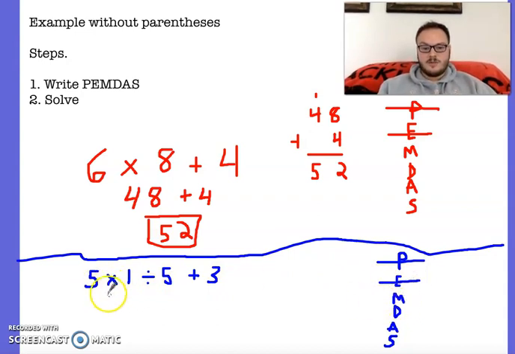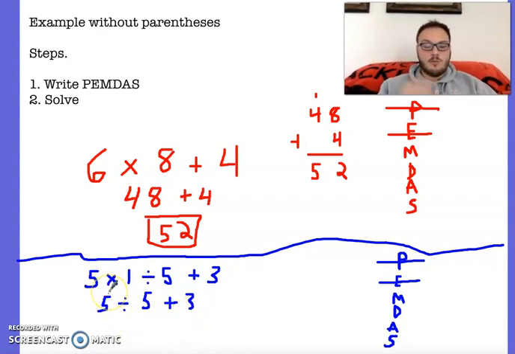Multiplication and division. Looking at the problem, I see a multiplication and a division sign. And what I like to do is I'm always going to start on my left and work all the way to the right. I'm working from my left to my right, okay? So we're going to go ahead and do our first operation we see in this case, which is multiplication, okay? So I'm going to do 5 times 1, which we know is 5. Then I'm going to bring down the rest of my problem. So now bringing down my divided and my addition.